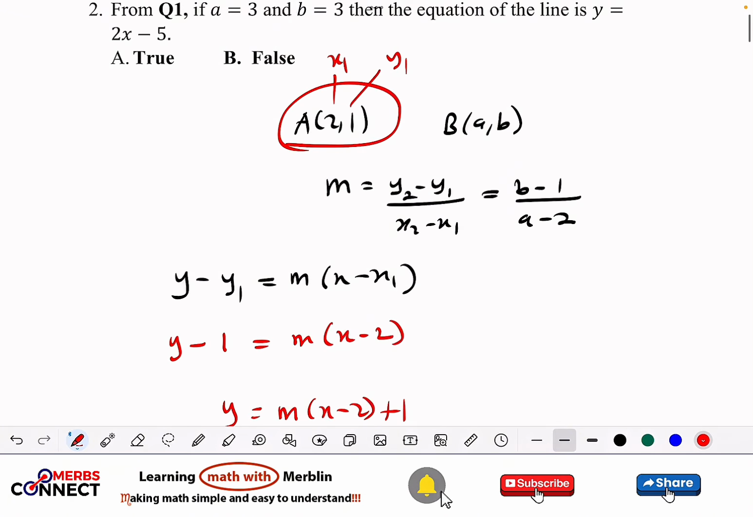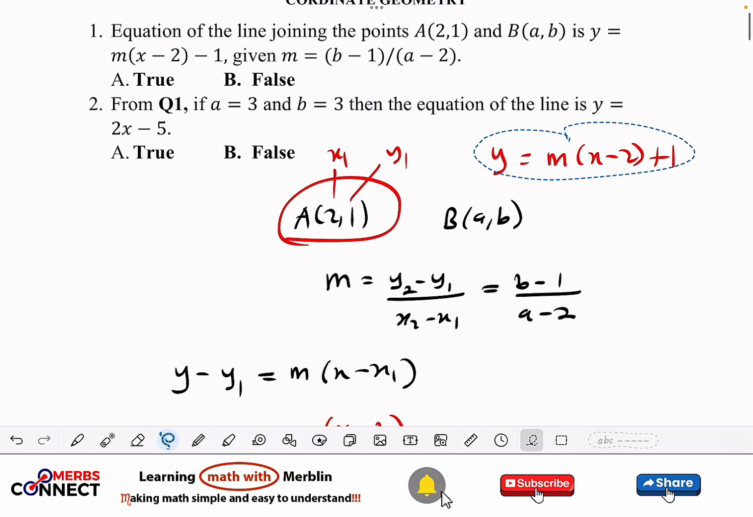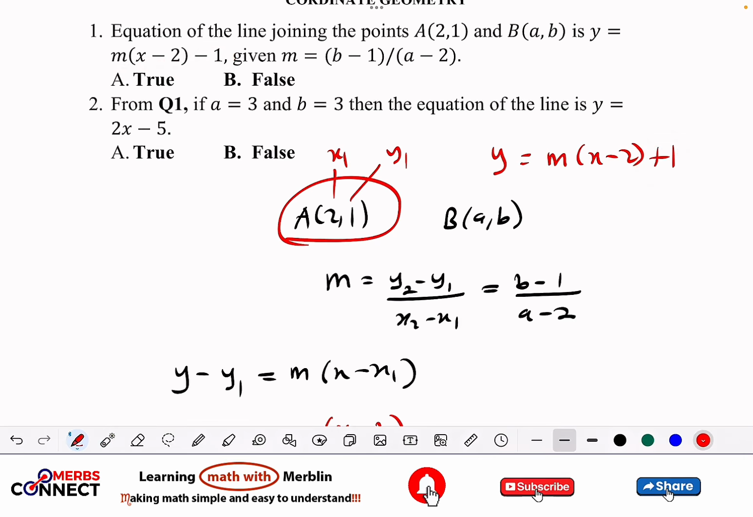So let's try and compare this one to the results that they gave us up there, and let's see. They have y is equal to m(x minus 2) minus 1. This is plus 1. So we are going to choose false.